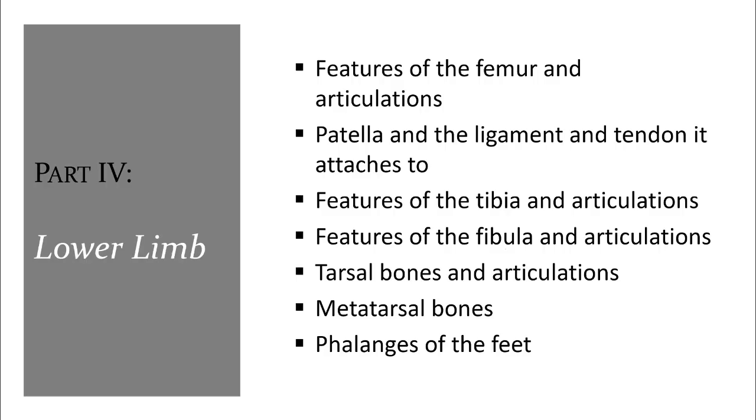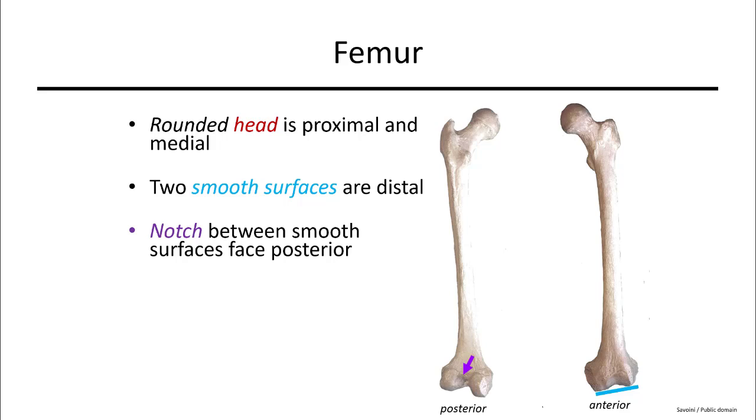On to the lower limb. We'll begin with the femur, which is your thigh bone. So the rounded head of the femur is going to be proximal and pointed medially, because that's what's going to go into the socket that is the acetabulum.